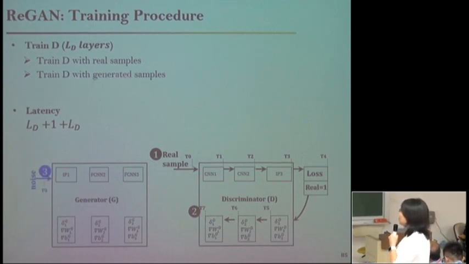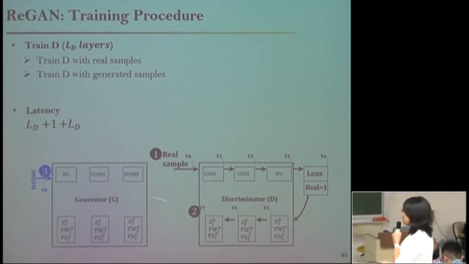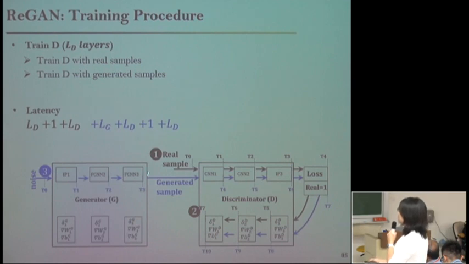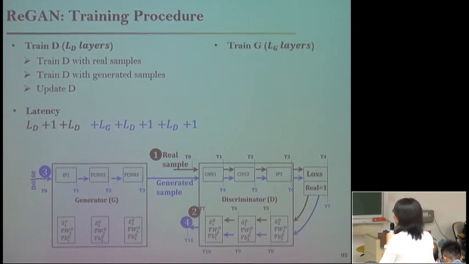We also need to feed the generator sample through the generator and then through the discriminators. So this entire blue path takes LG, LD1, and LD. And then with the two sets of data, we are able to update the weight or the information on the discriminators. I assume it takes another 1 unit delay.